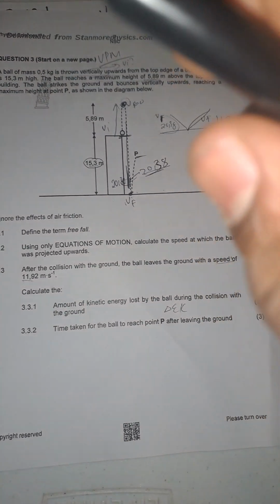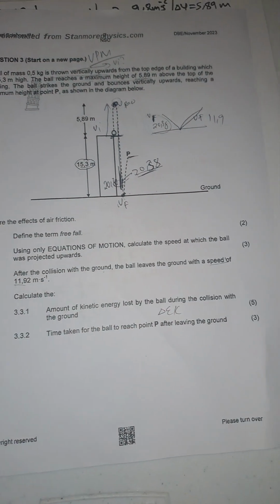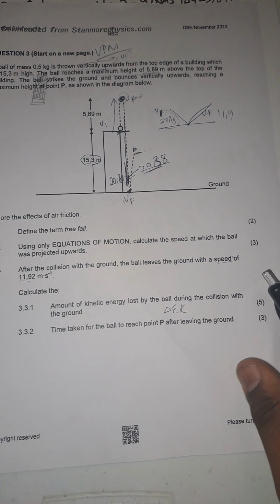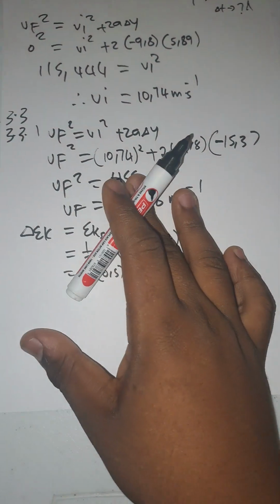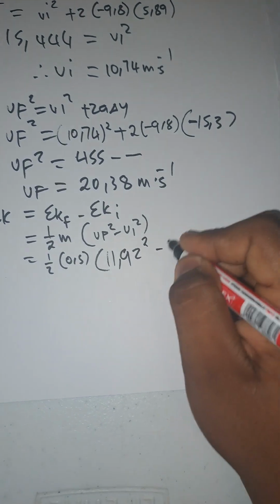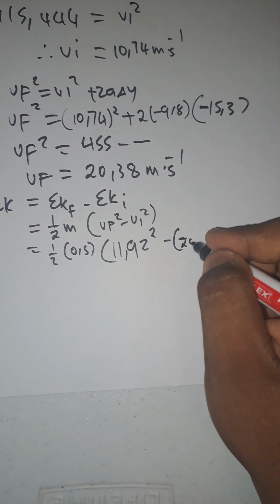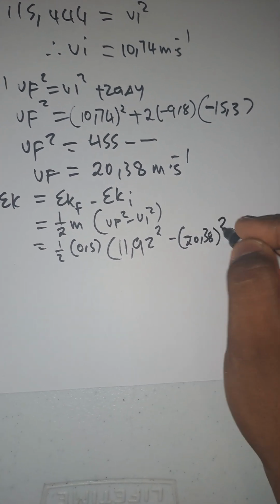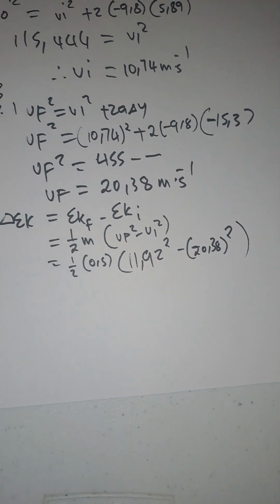But check something. It strikes the ground with 20,38 and then leaves the ground with what? 11,92. Meaning that 11,92 is the what? Final velocity. So our final velocity is going to be 11,92 squared minus 20,38 squared. Now as you know, that is going to be our answer.